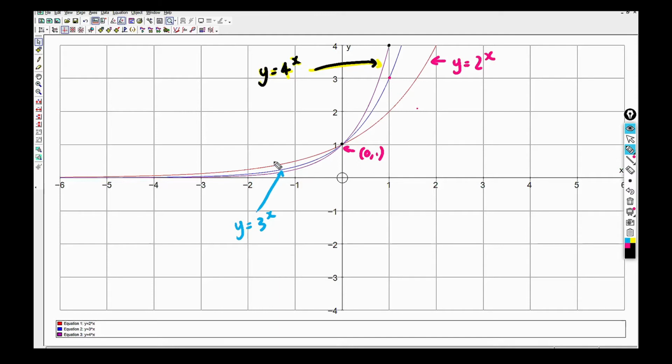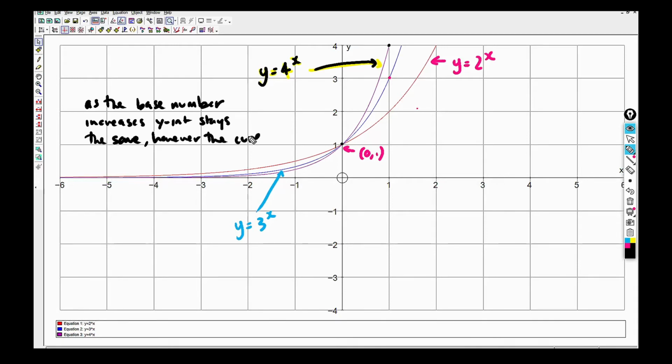So as you can see, as the base number increases, the y-intercept stays the same. However, the curve gets closer to the y-axis. Now, when would this appear on a particular exam?